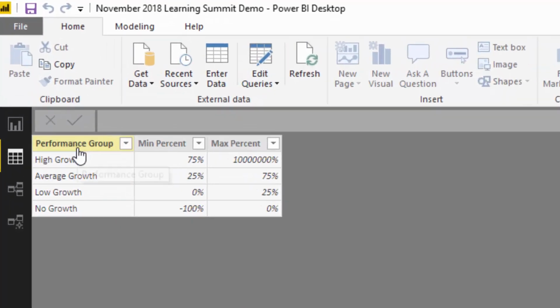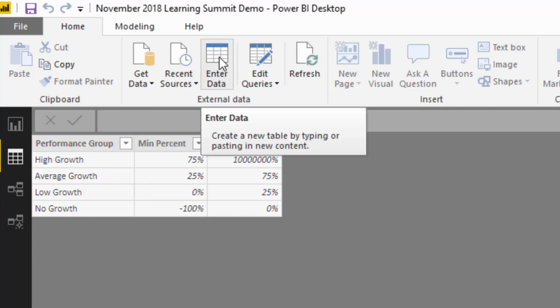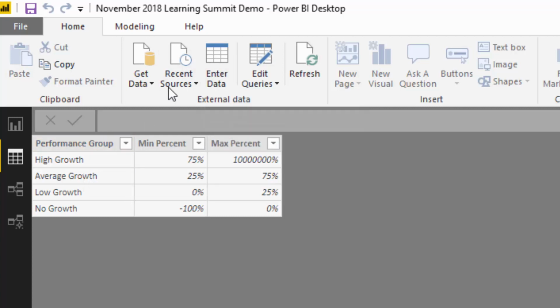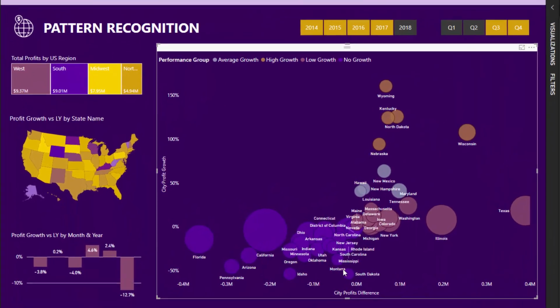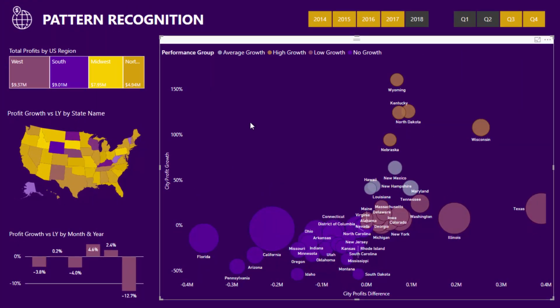Okay, so you'll see here, this is the key supporting table we have in this particular group, these groupings that we've created. I created this just by going into data and inputting all of these figures very, very quickly. I said high growth is between those two numbers, average growth, low growth, and no growth. If they are between 0 and minus 100%, then obviously no growth, you're going backwards, right? And that's going to be represented in the no growth group, which is this particular group down here.